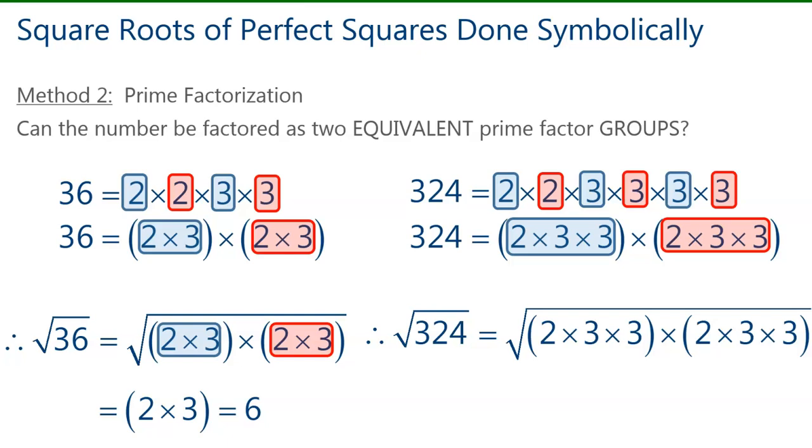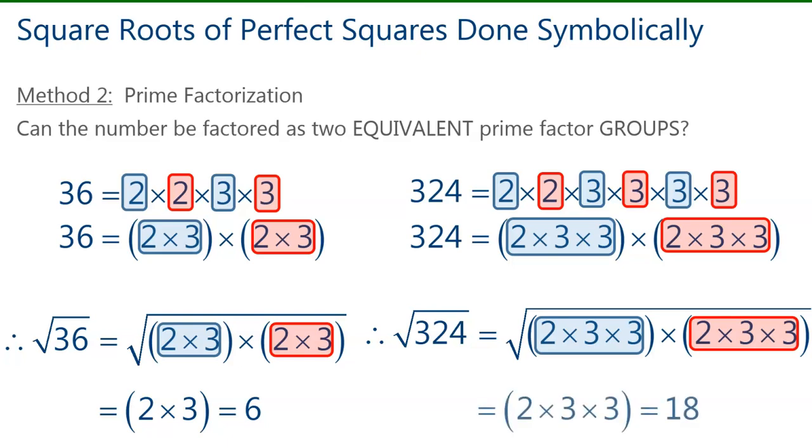So the square root of 324 is the square root of those two groups of 2 times 3 times 3. So the square root of 324 is a single group of 2 times 3 times 3, which is 18.